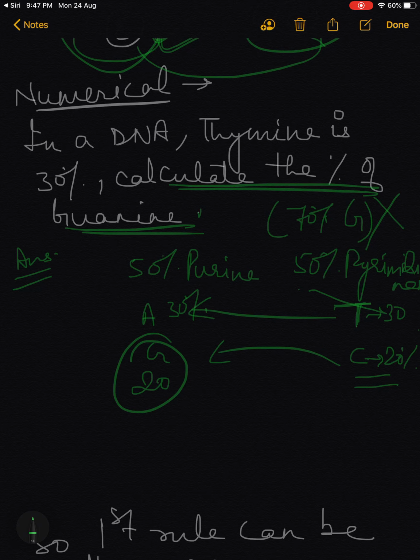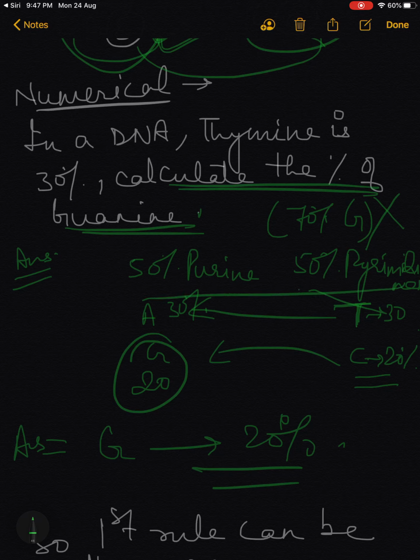So what was my question? Calculate the percentage of guanine. So the answer will be guanine is how much? 20%. So this is how you have to solve. Understood? It is very easy, but this should click into your mind that the nitrogenous bases are 50-50.